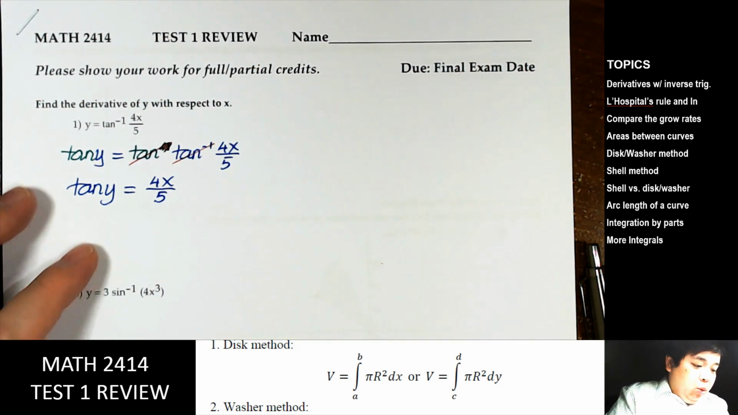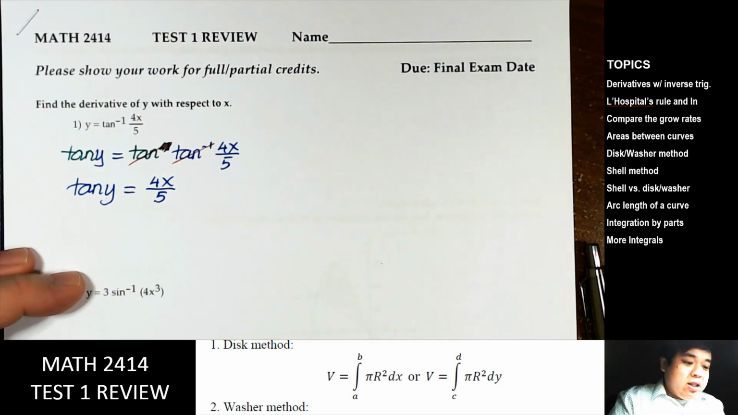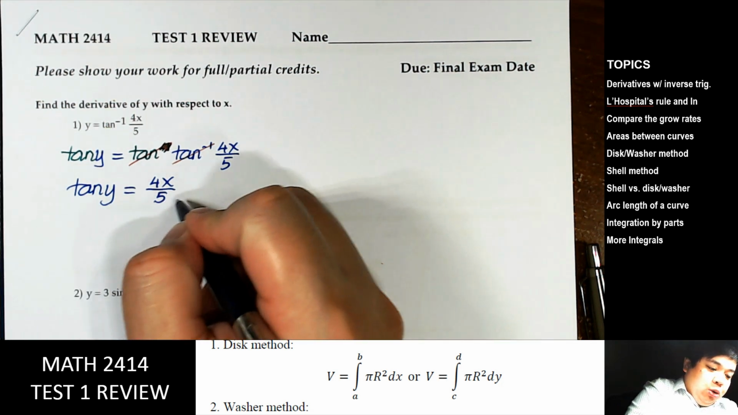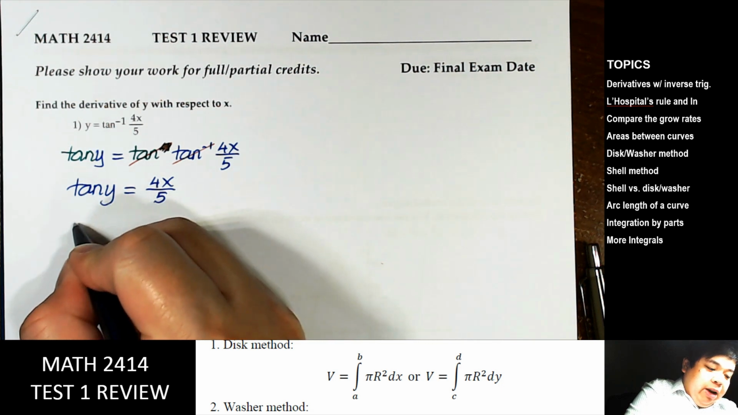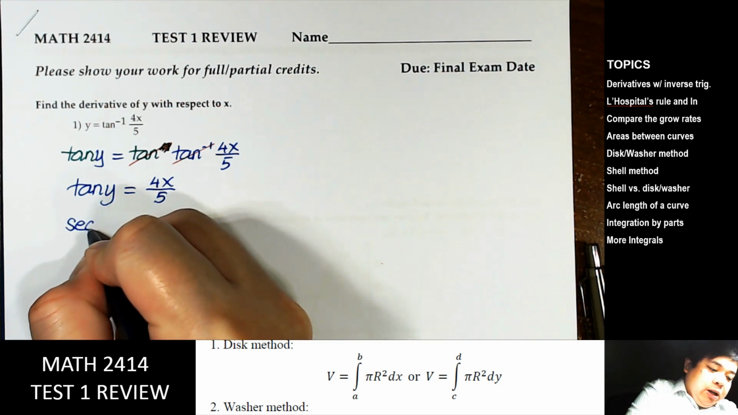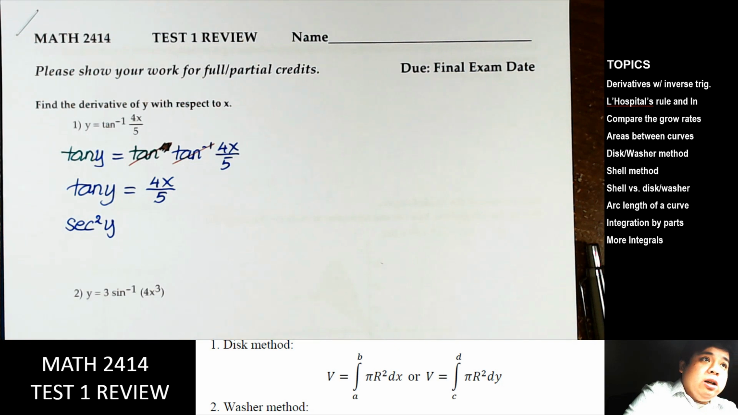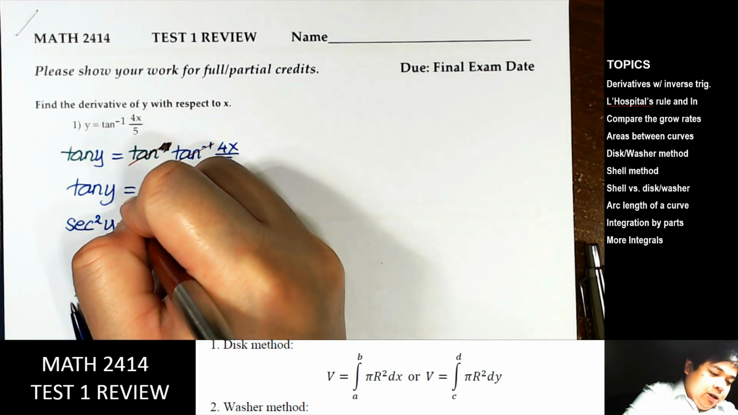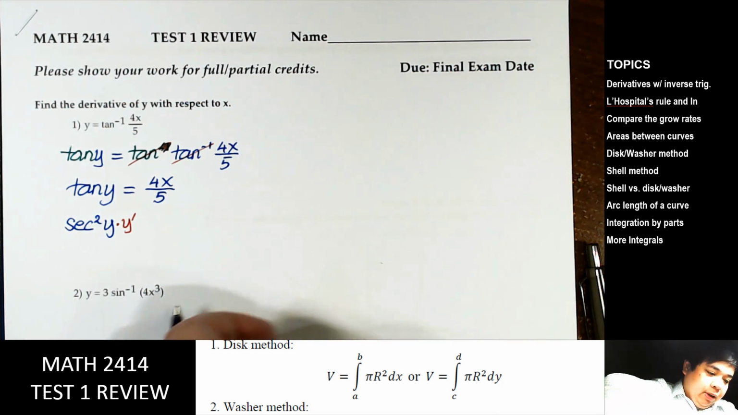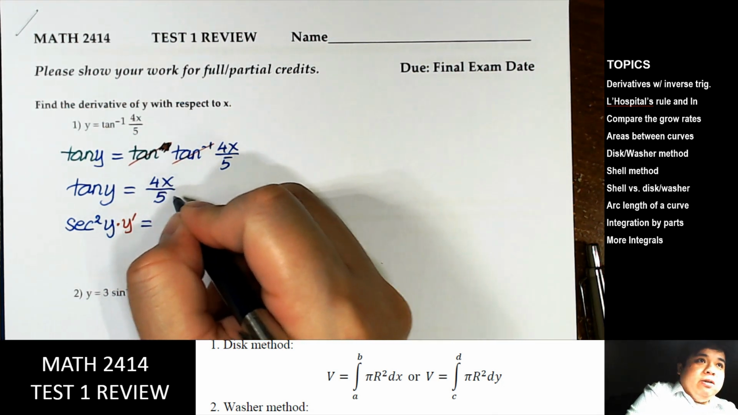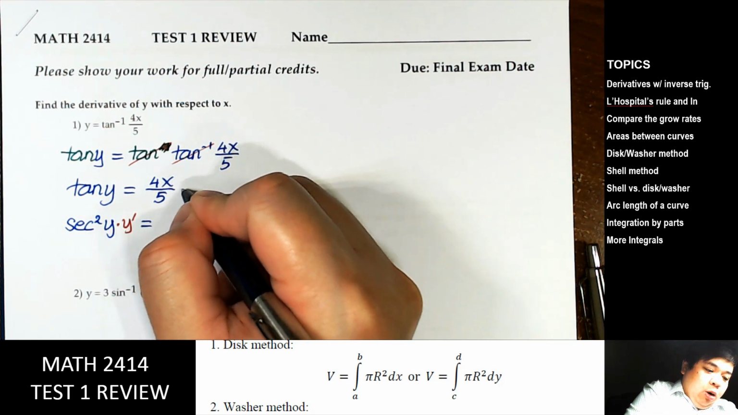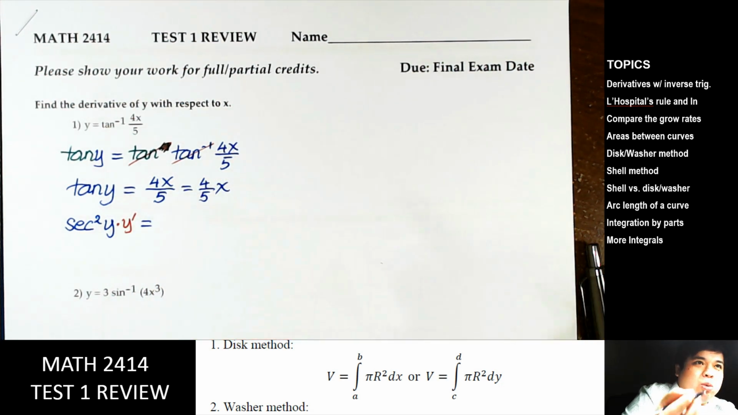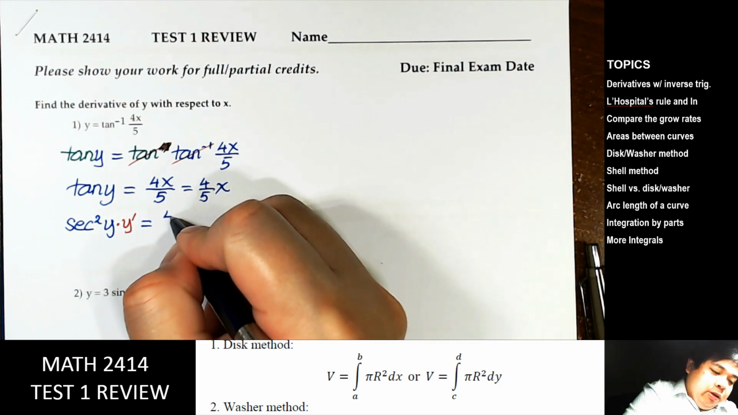Right. Now we'll take the derivative of both sides with respect to x. And with respect to x, y is a function of x. So the derivative of the left hand side will be secant square of y times y prime, and the derivative of 4x over 5, we can write as 4 over 5 x. Either way, the derivative of that is 4 over 5.